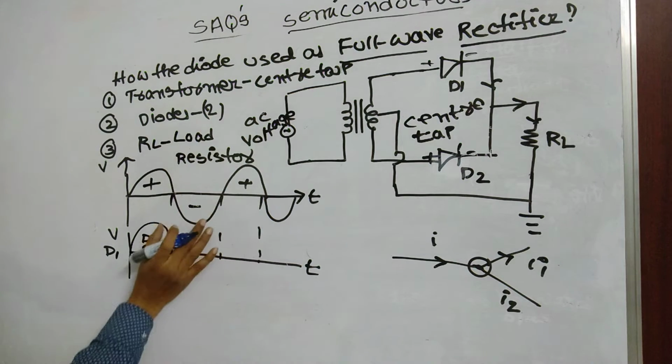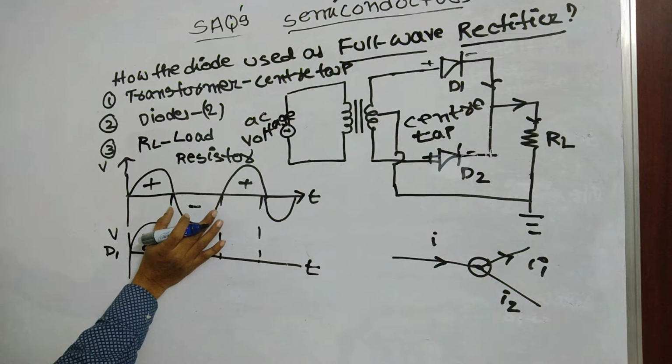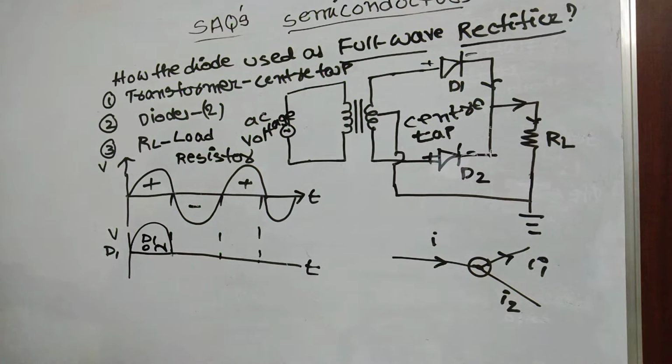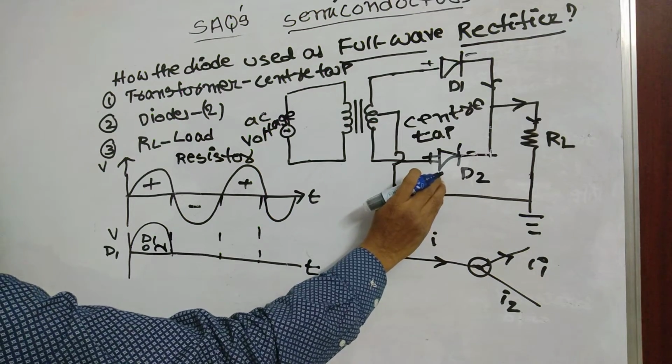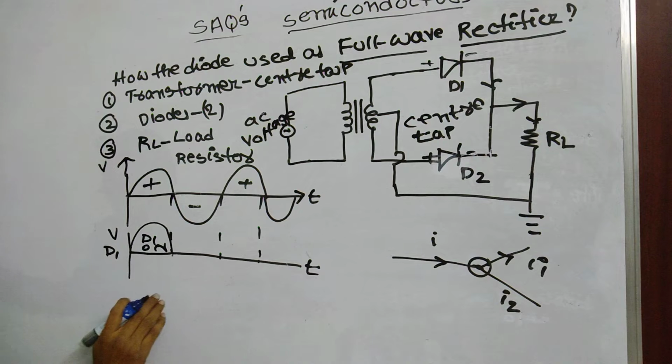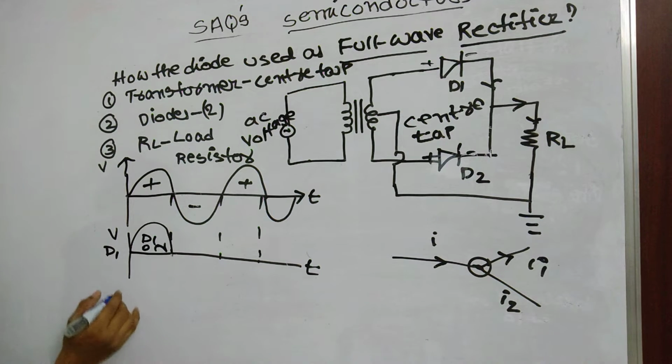Go for the second half now, this one. During the second half, due to the center tapped arrangement, D2 is on. What does it indicate? Forward bias. And D1 is off, meaning reverse bias. That one also I will try to show now.